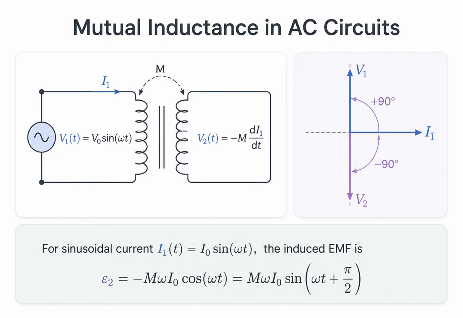In AC circuits, mutual inductance creates phase relationships between primary and secondary voltages and currents. When a sinusoidal current flows through the primary coil, the rate of change of current is maximum when the current passes through zero, and zero when the current reaches its peak. This means the induced EMF in the secondary is 90 degrees out of phase with the primary current. For a sinusoidal primary current with amplitude I0 and angular frequency omega, the induced EMF amplitude in the secondary is M times omega times I0. This frequency dependence is why transformers work well at power line frequencies, like 50 or 60 Hz, but their behavior changes significantly at different frequencies.